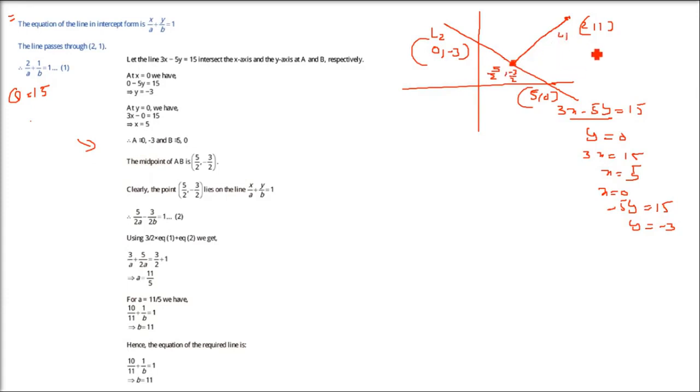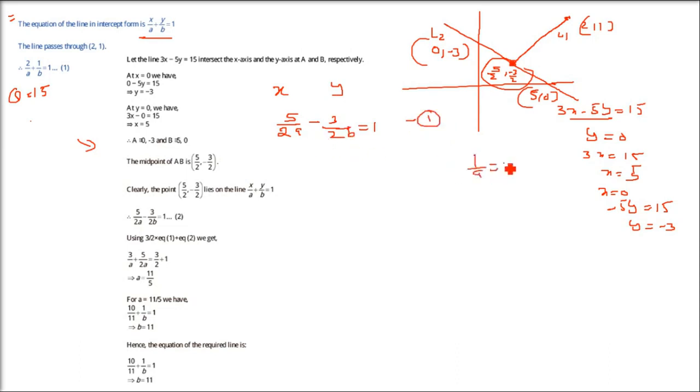But there is another method also, which I am going to tell you. With these 2 points, you can make a line and find out the equation of the line. Now what will be the other method? Since (5 by 2, minus 3 by 2) lies on this line, x by a plus y by b equals 1. So in the place of x, put 5 by 2, and in place of y, put minus 3 by 2. So this is one equation: 5 by 2a minus 3 by 2b equals 1.